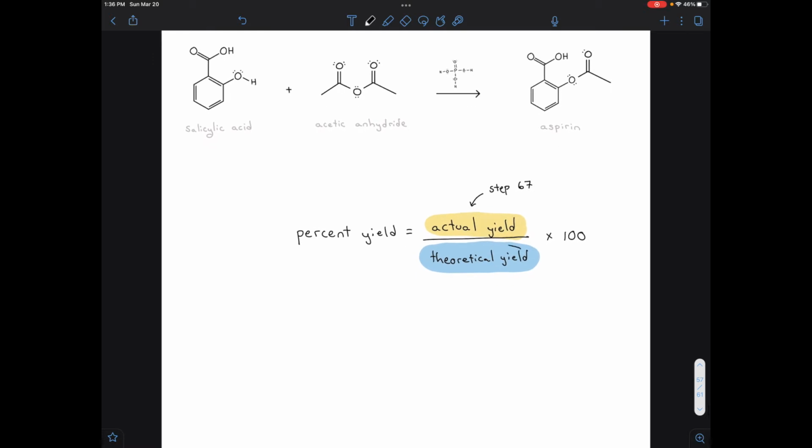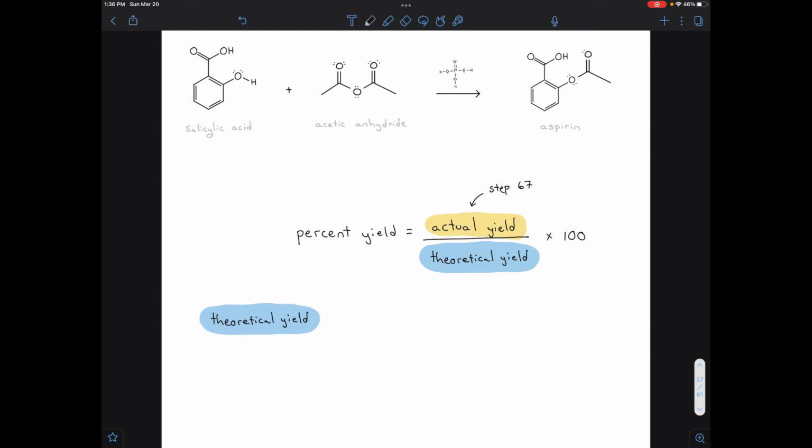So once we have this theoretical yield, we could figure out how much of that we actually made, and then we could make a percent that describes how efficiently we performed the reaction. For example, if our percent yield is 40%, that means we made 40% of what we could have made if we had done the reaction more efficiently. So how do you calculate this theoretical yield? That's what we have to do now.